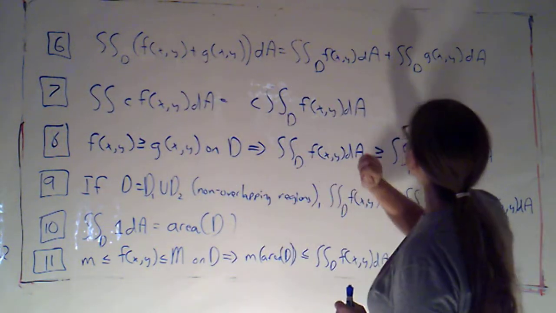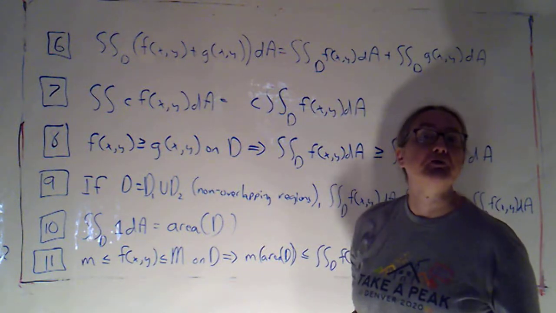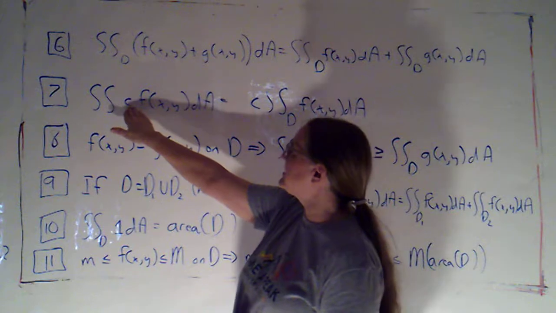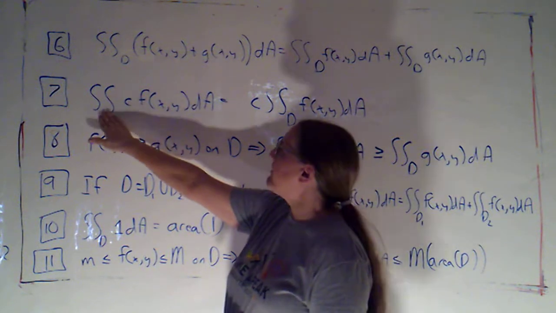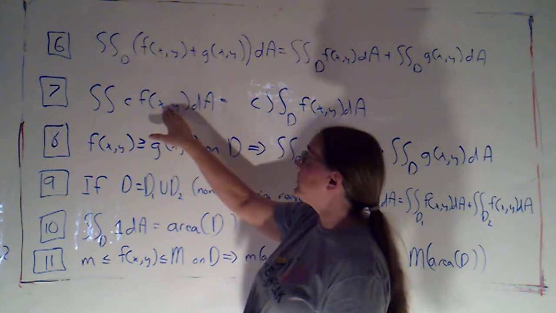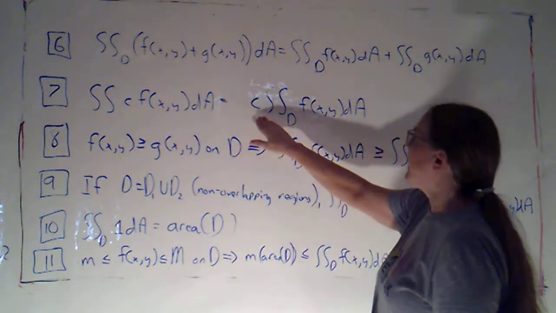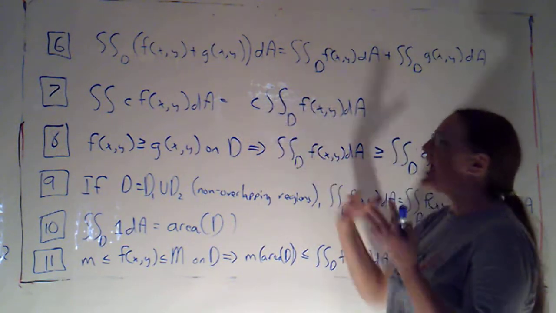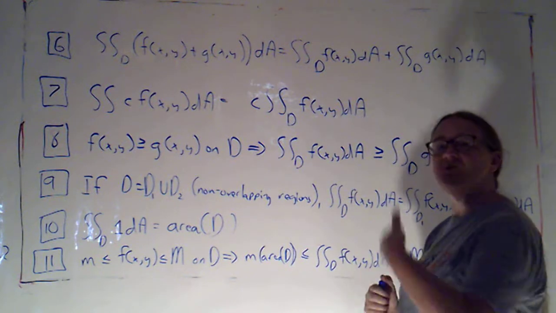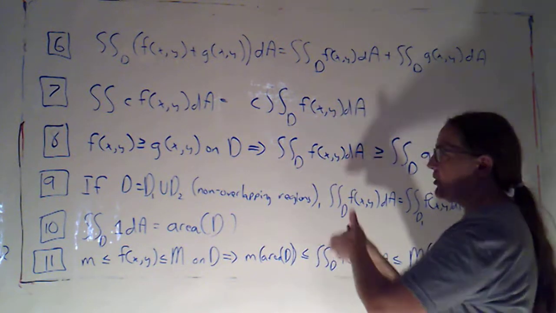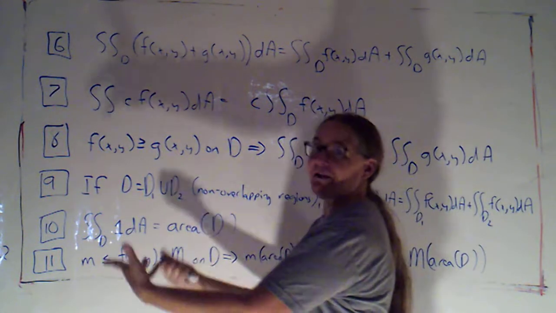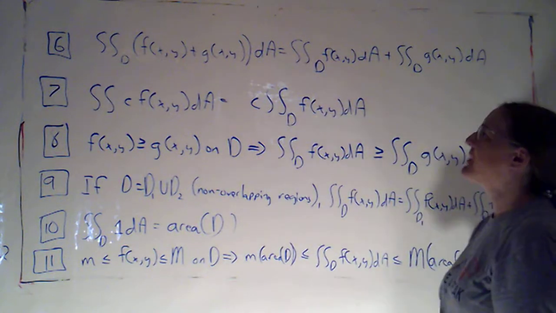Property 7 is similar. Oh, I should have said here, f and g are integrable functions, so we're supposing that these integrals exist. And here c is representing a constant. So if I have the double integral of a constant multiple of a function, I can just integrate that function and then multiply by that constant. And again, that's true because I can do that for single integrals. So I could pull the constant out of the first integral, then I could pull the constant out of the second integral. I've just pulled it out of the double integral.